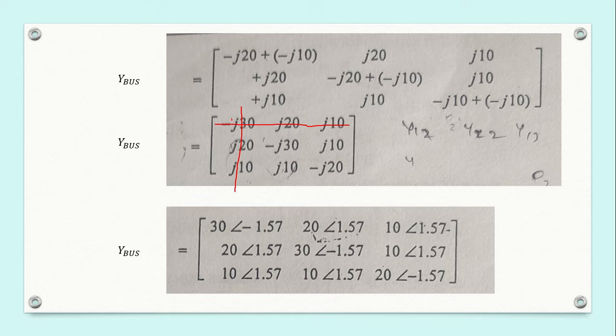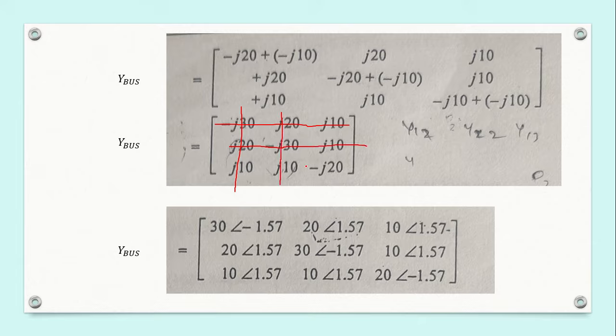Bus number 1 is the slack bus. Bus number 2 is the generator bus. We need the load bus only. So omit rows and columns corresponding to bus number 1 and 2. We have already eliminated row 1 and column 1. Now eliminate row 2 and column 2.